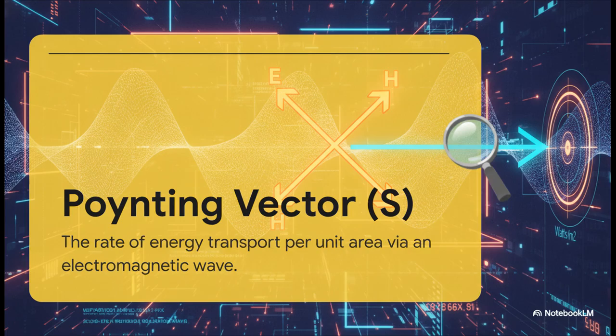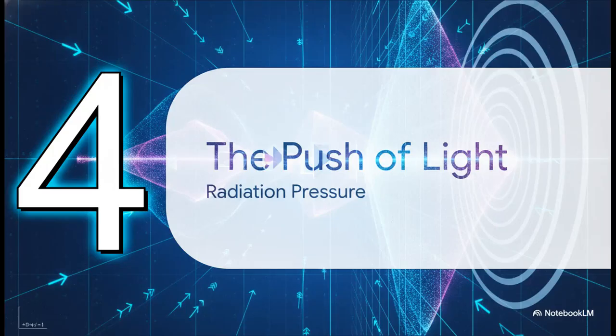The magnitude of this vector gives us the instantaneous rate of energy flow, which we measure in watts per square meter. Meanwhile, the direction of the vector tells us exactly where the wave, and therefore the energy, is heading. So, by observing these oscillating fields, we can calculate exactly how much energy is hitting a target at any given instant. Next up, Section 4, the push of light, radiation pressure.